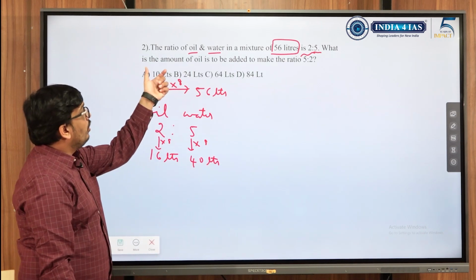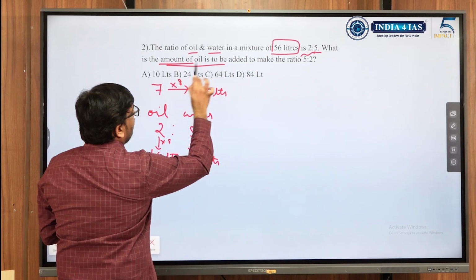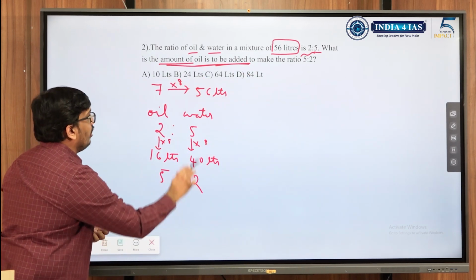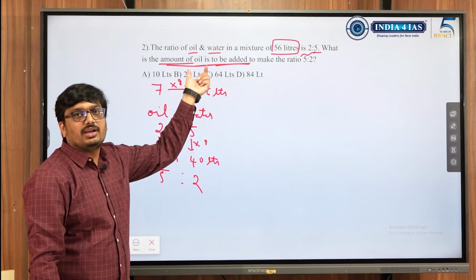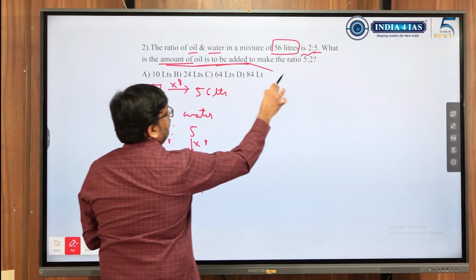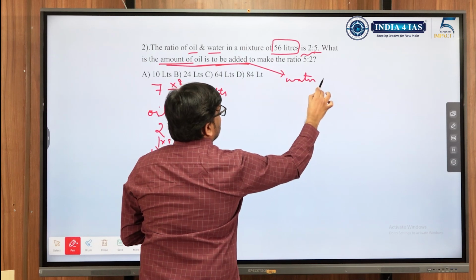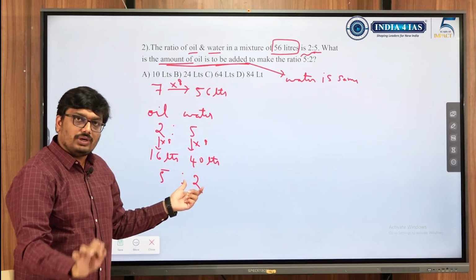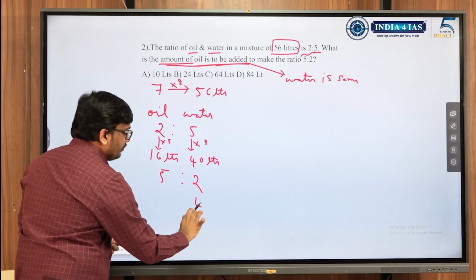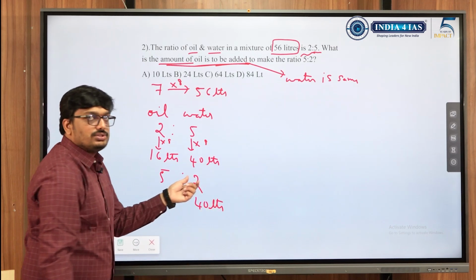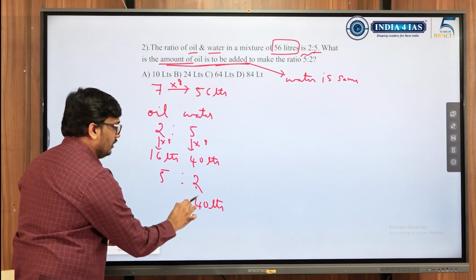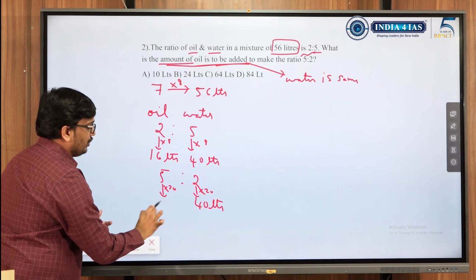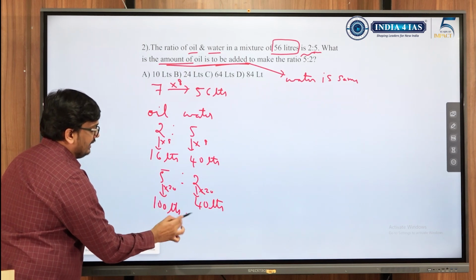After this, what is the amount of oil to be added to make the ratio 5:2? The amount of oil to be added means they are just speaking about oil, so water is constant. Water is constant or water is the same. Initially, water was how much? 40 liters. Now also water is the same. So, below 2, if you write 40, it denotes 2 parts is equal to 40 liters. 1 part means 20 liters. Therefore, 5 parts means 5 into 20, that is 100 liters.